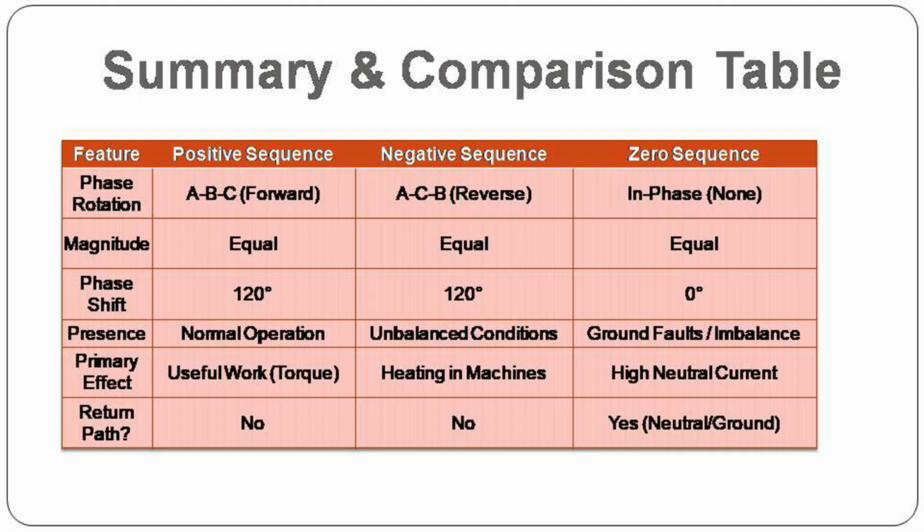This is the mental checklist you can use. If you see a system with only positive sequence, it's healthy. If you detect negative sequence, you immediately think that there is danger to motors and generators. And if you detect a zero sequence, you should think that there is a ground fault, and you should check the neutral and earth connections. This framework is incredibly powerful for troubleshooting.